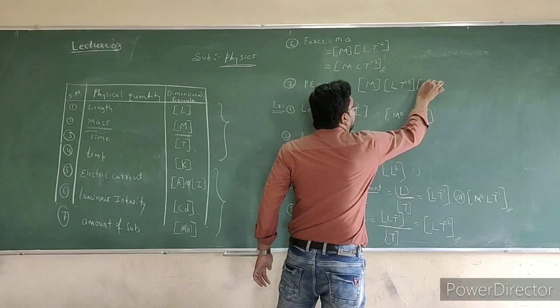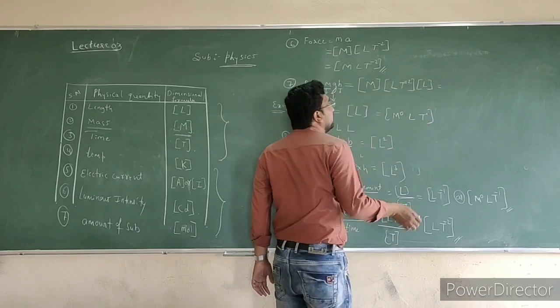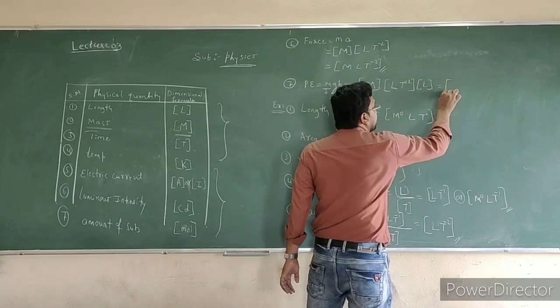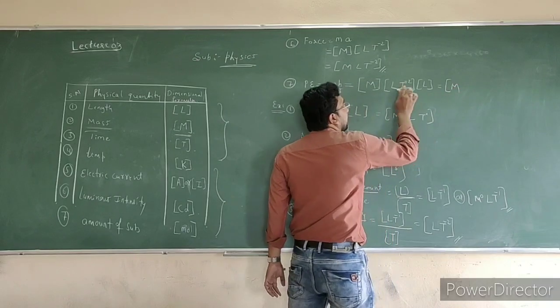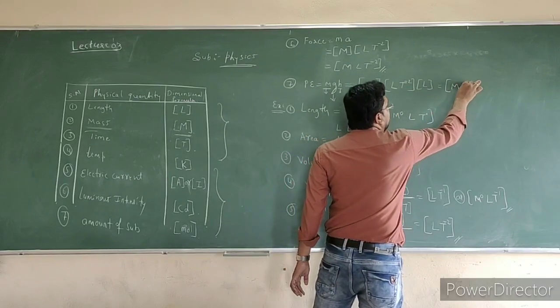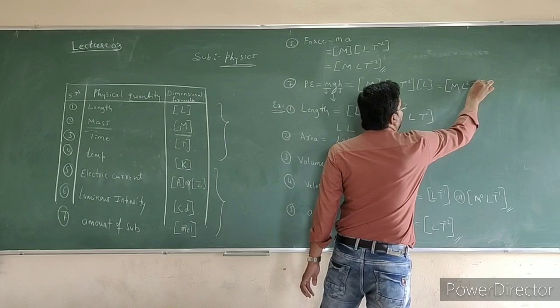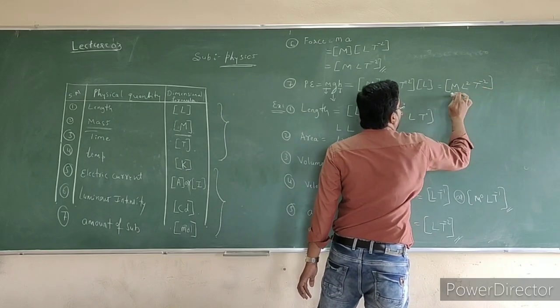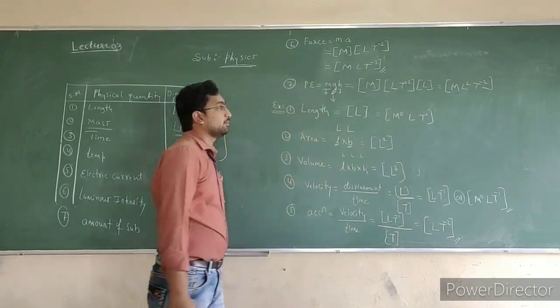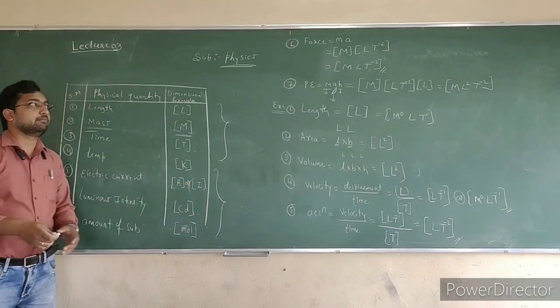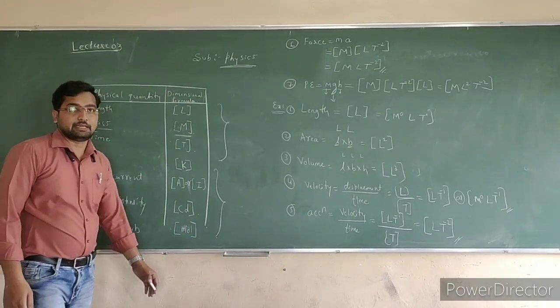So then the dimension formula for energy is M as it is. Next, L into L is L square, t to the power minus 2. So this is the dimension formula for energy. The potential energy dimension formula is M L square t to the power minus 2.